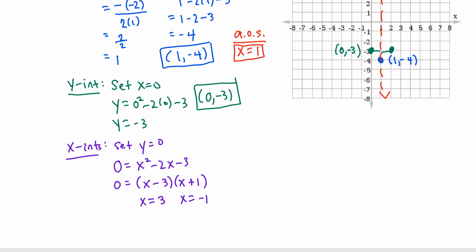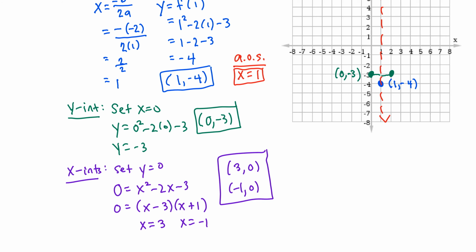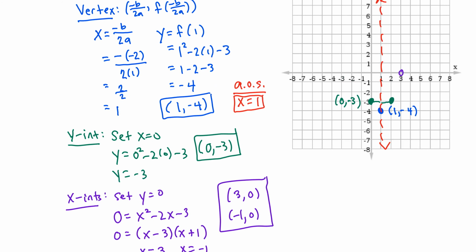Now, we don't want to put those together as an ordered pair. Each x value belongs to a distinct ordered pair. So when x is 3, y is 0. When x is -1, y is 0. So those are our two x-intercepts. So we can go ahead and plot both of those points on our coordinate plane.